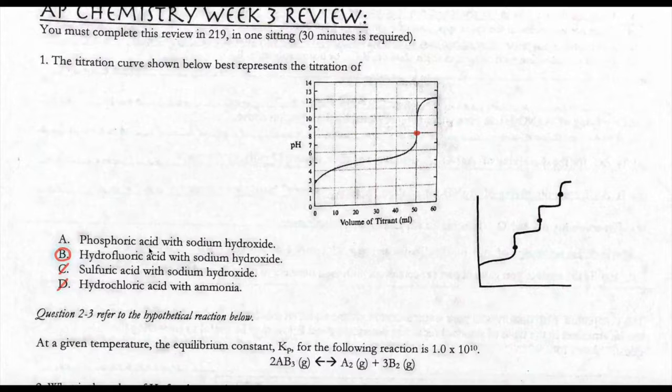Well, phosphoric acid has 3 protons or 3 hydrogen ions that I can get rid of. So its titration curve would look like this with 3 different equivalence points, which tells me this is not going to be phosphoric acid and instead will be hydrofluoric acid, which is a weak acid reacting with a strong base.